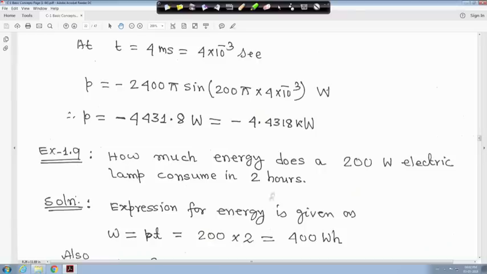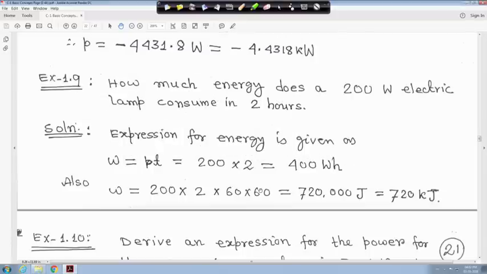Okay. So, we have seen a few examples, and one or two more we will see. A small example, example 1.9: how much energy does a 200 watt electric lamp consume in 2 hours? The expression for energy is P into T, so basically it is watt hour. This is power and this is time. So, 200 watt for 2 hours, 200 into 2, so 400 watt hour.